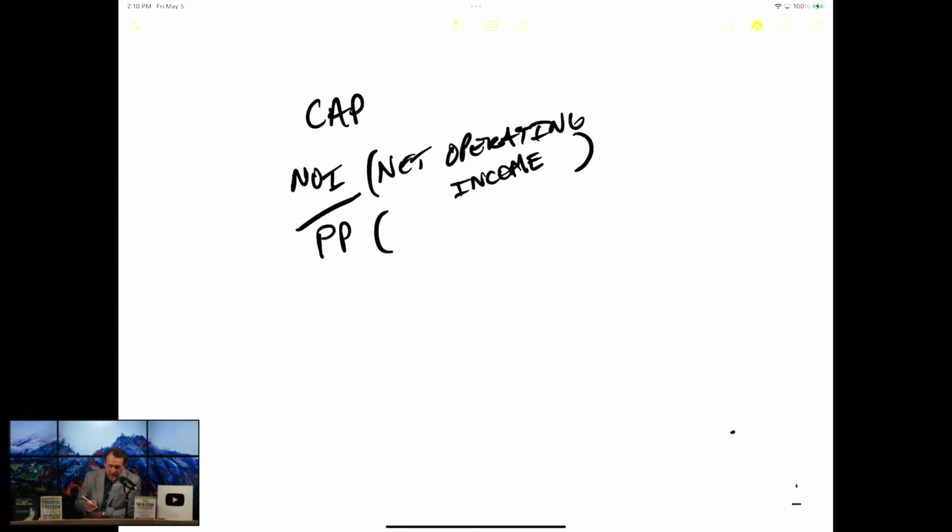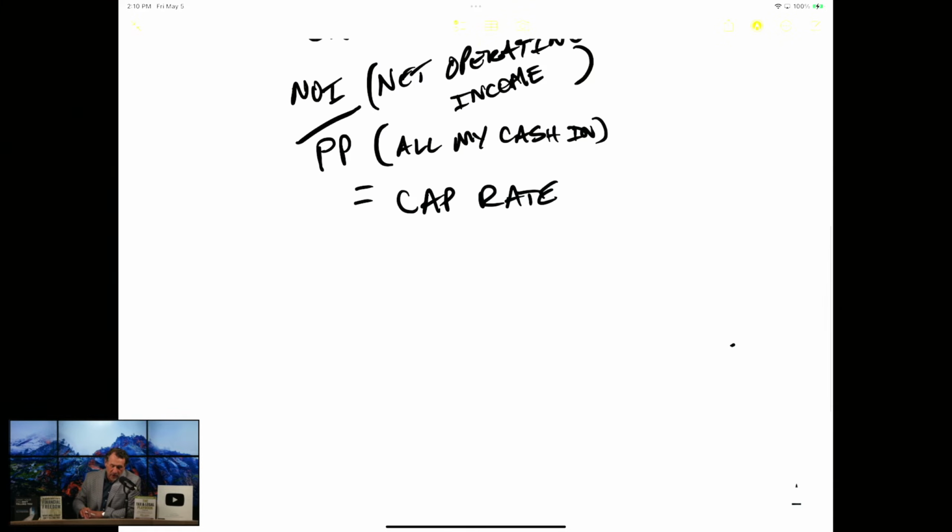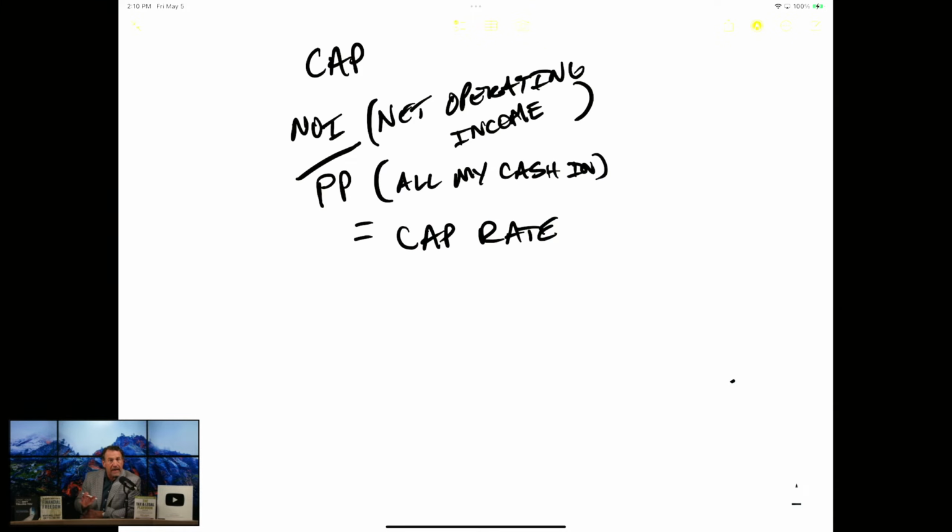And some may say all cash in, like all my cash in. What did it cost me? And you're going to have closing costs maybe, and maybe you budgeted for some improvements. But when all your cash is in, NOI divided by purchase price equals your cap rate. That's how it works. And so when you go out to analyze multi-unit deals, commercial deals, realtors and brokers will be like, oh, okay, here's the cap rate, here's the cap rate. And on the face of it, you're like, okay, that helps me, but it's only a starting point.